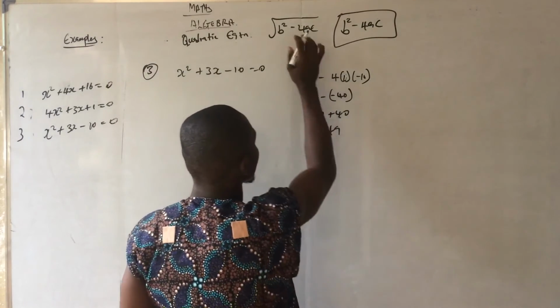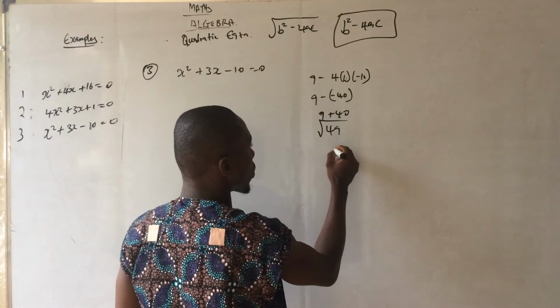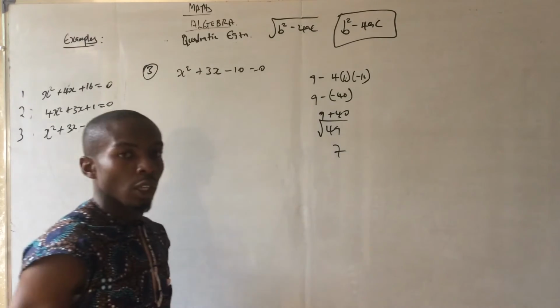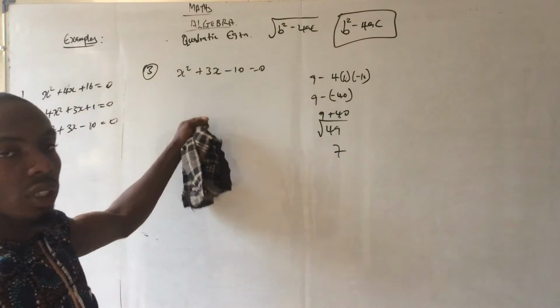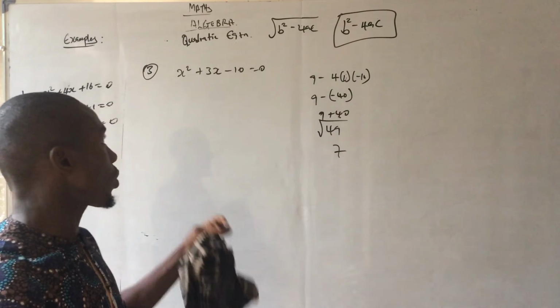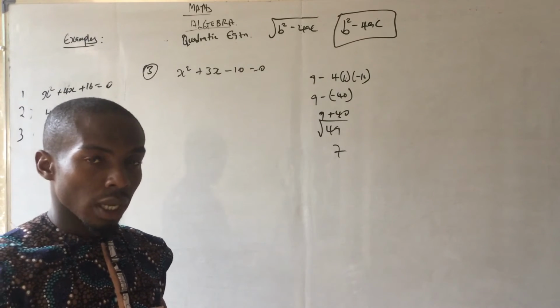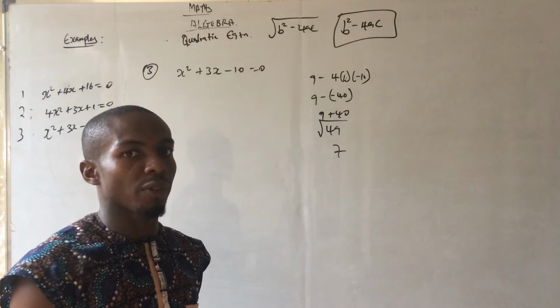And I want you to check using this one again. It has a perfect square, which is 7. So meaning that this equation really does have a root. It has a solution and it also can be factorized.